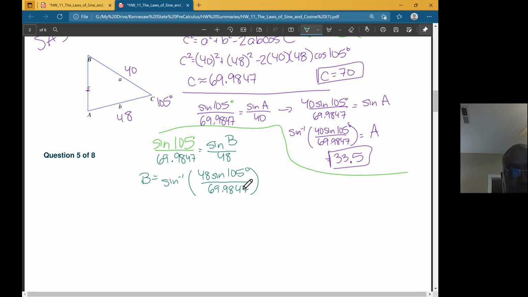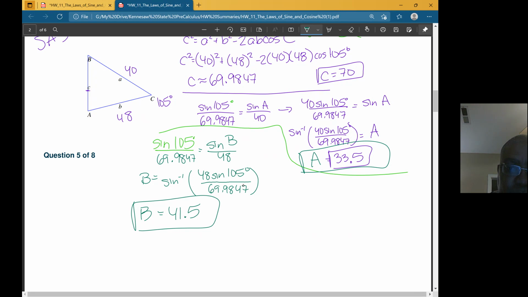So, boom, even in my calculator, I'm going to copy over what I did so I don't have to retype it. It cuts down some of my errors. Boom. And so that means B is equal to, nearest tenth, 41.5. B is 41.5. A is 33.5. C, little c, is 70. And I think that we've done everything.